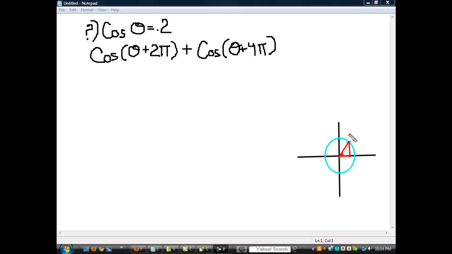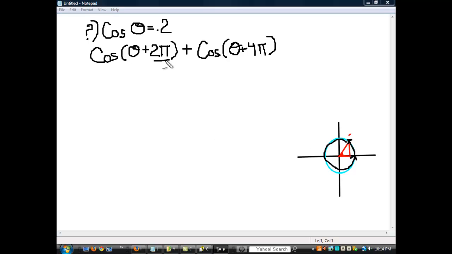If the radius is 1 in radians, it's a certain amount to get to here. But to go all the way around, it's 2 pi radians. That's the key. 2 pi. Because the distance around the circumference of a circle with radius 1 is 2 pi. So if we're here at theta, and then we go around again 2 pi, we end up in the same exact location as we were before.